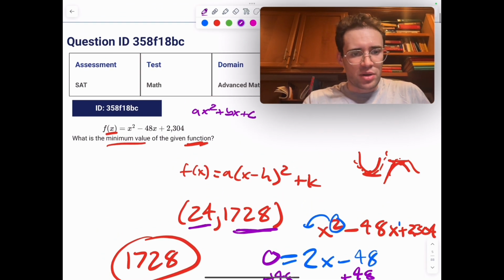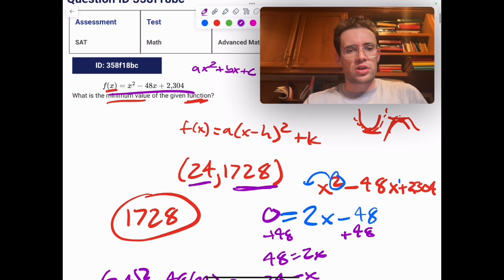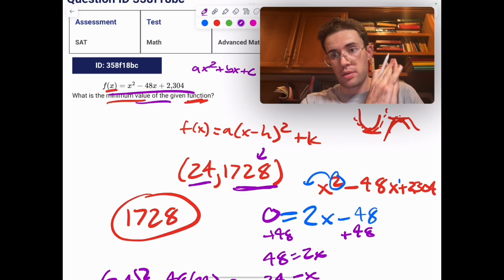Really not necessary. When you have Desmos, just type this in. Make sure that you know when they say what's the minimum value they're looking for. What is the minimum output, minimum value of the function?